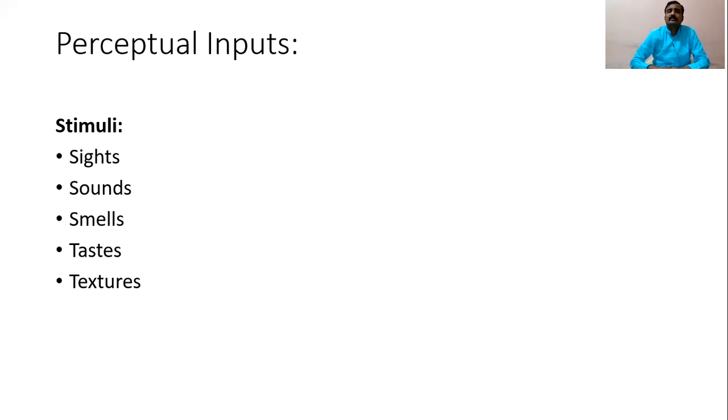The first component of the perceptual process is perceptual inputs. What are perceptual inputs? Perceptual inputs are nothing but stimuli. Stimuli happen through sights, that is, through the eyes we can see the attributes, components, and characteristics of a particular product or service. Through sounds, by hearing from others their opinion about those products or services, we can come to a conclusion. Smell and taste: by smelling and tasting those products we can reach our own conclusion about the products or services. Textures are the written words on the products or services; by looking into that, we can come to a conclusion about the information on the products or services.